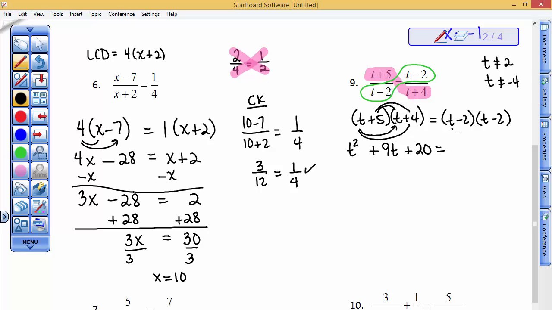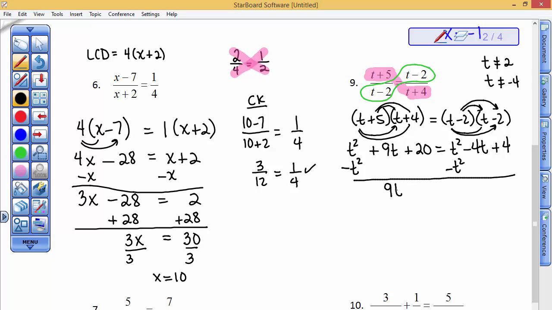On the right side, again, t times t is t squared. And this minus 2t and that minus 2t is a minus 4t. And a minus 2 times a minus 2 is a positive 4. So what do I do with these t squareds? I subtract them from both sides, and they disappear. It's not to say that we won't sometimes have a t squared term, but this one turns out to be relatively simple. Be careful of that 4t.